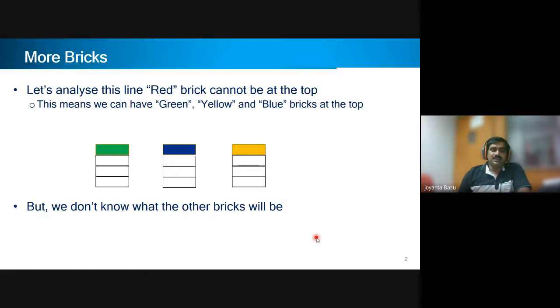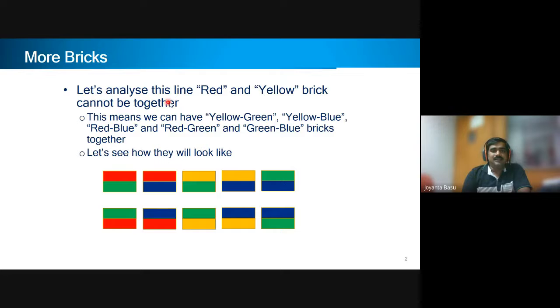Let's analyze this. A red brick cannot be on the top, so it can start with green, blue and yellow. That means green, yellow and blue bricks can be on the top, but we cannot know yet what the other bricks will be. Let's analyze the next line: red and yellow bricks cannot be together. This means we can have yellow green, yellow blue, red blue, red green, green blue bricks together.